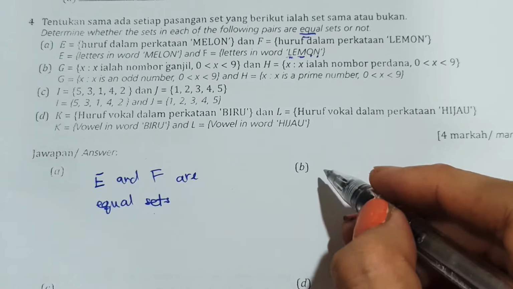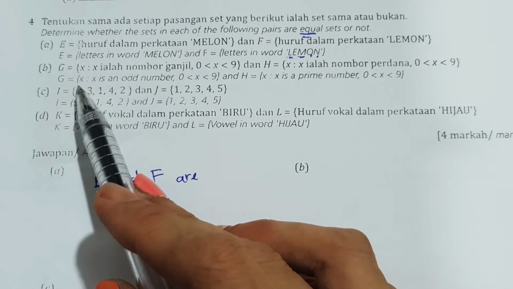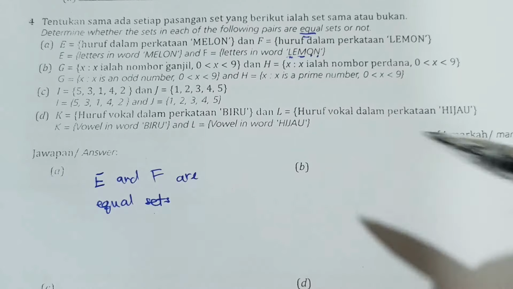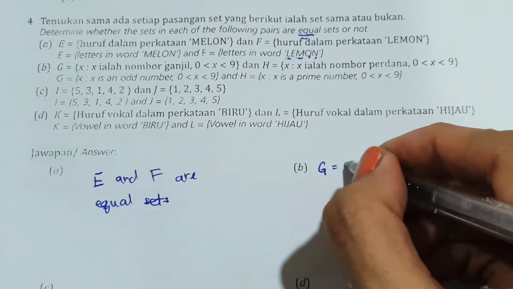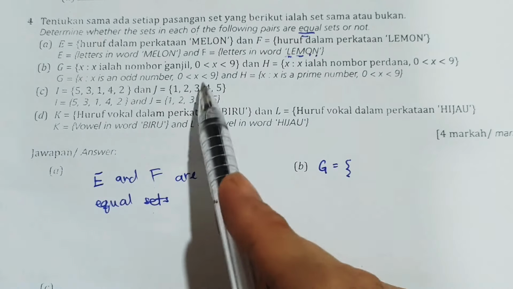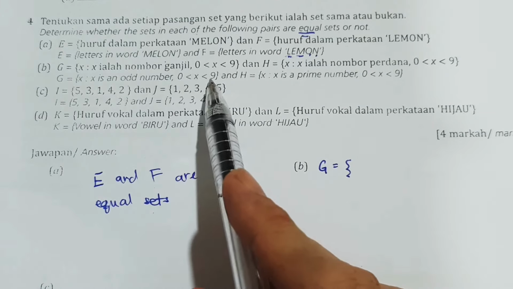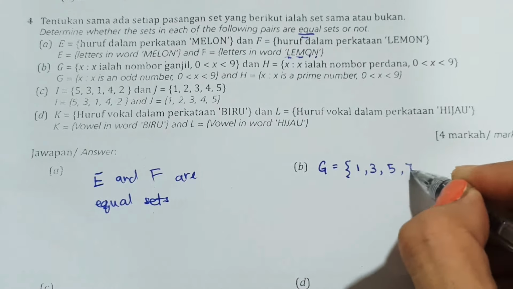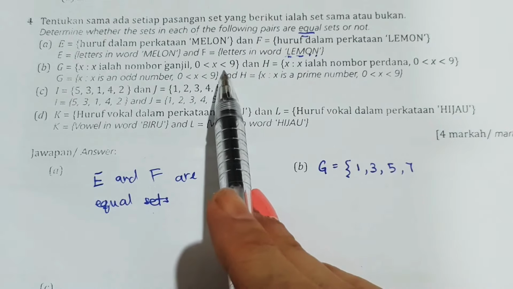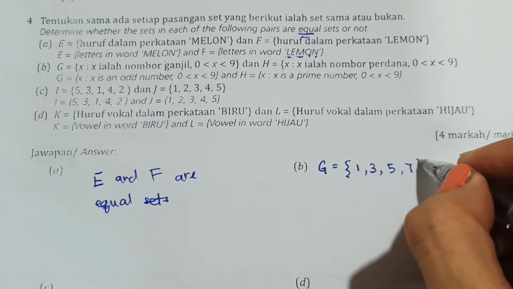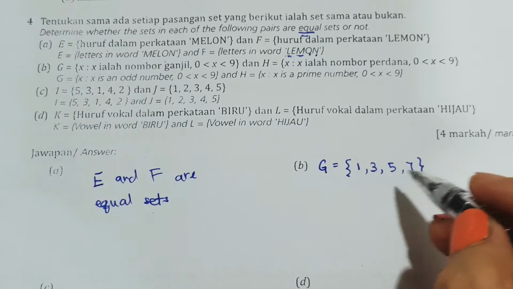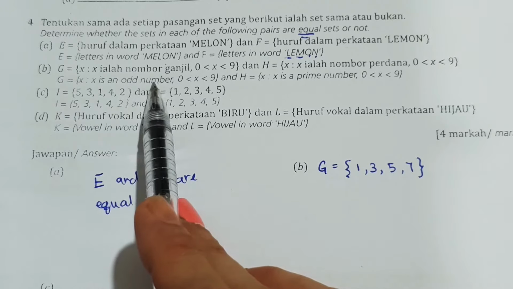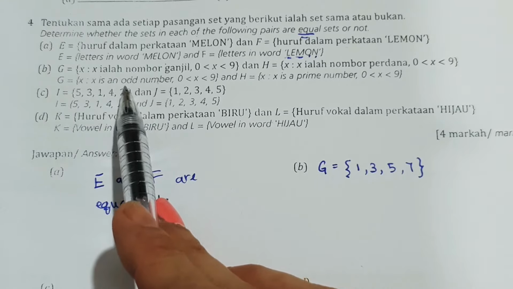Next, let's go to the next pair. We have G. G is the odd numbers. The elements are all odd numbers between 0 and 9. So let's list out G. All the odd numbers start with 1, because it's from 0 to 9. So 1 is inclusive. So 1, 3, 5, 7, and it does not include 9 because of this symbol. Odd numbers are the numbers that cannot be divided exactly by 2. Then we call it an odd number.